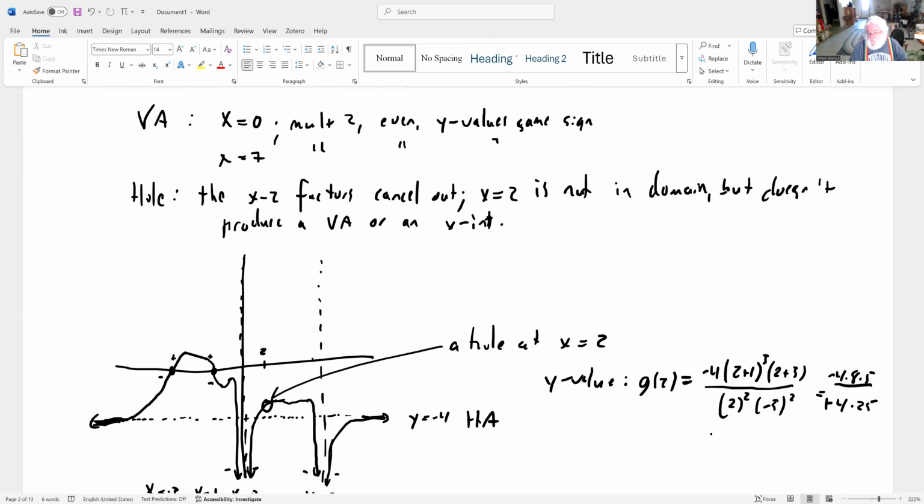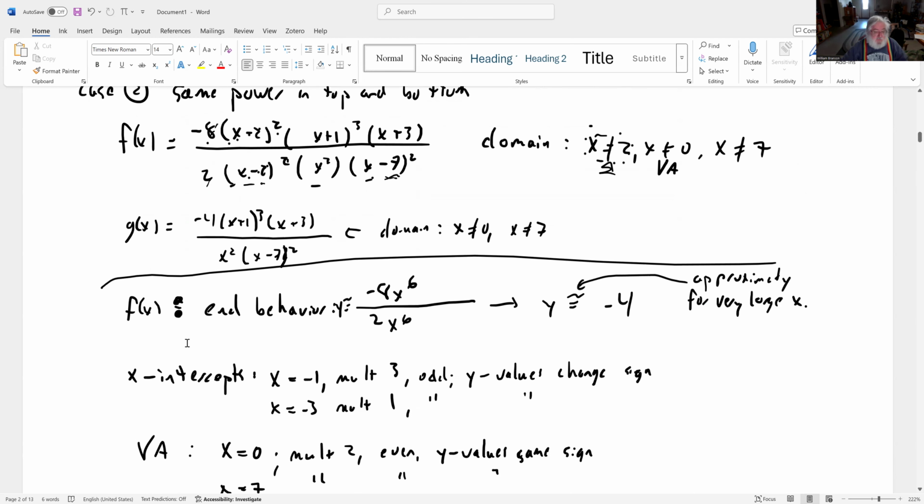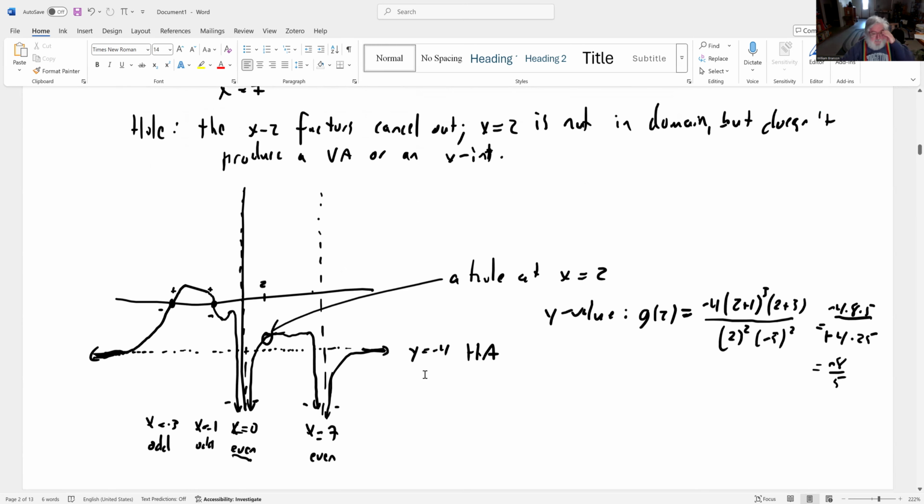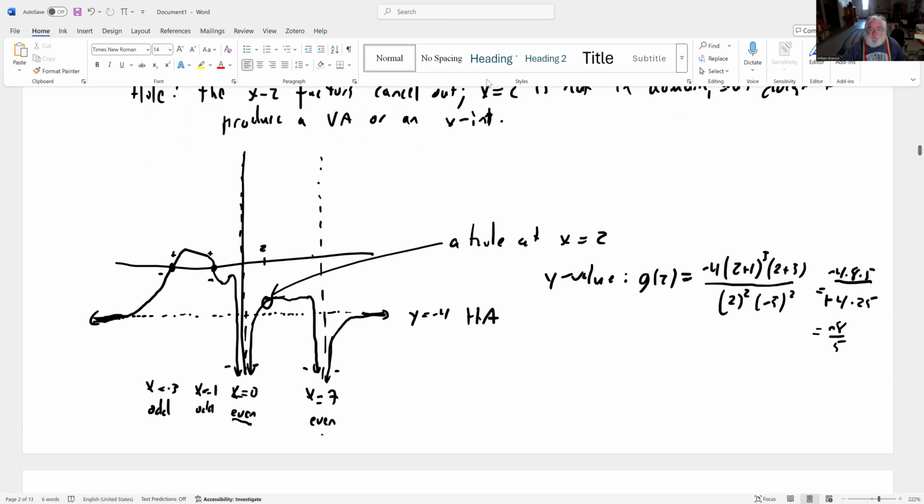So we cancel out the 4's, and we cancel out a 5 from the top and a 5 from the bottom, and we're left with minus 8 over 5. So there'll be a hole there at x equals 2. To figure out what the y value would be, you just plug it into the simplified equation. Okay.